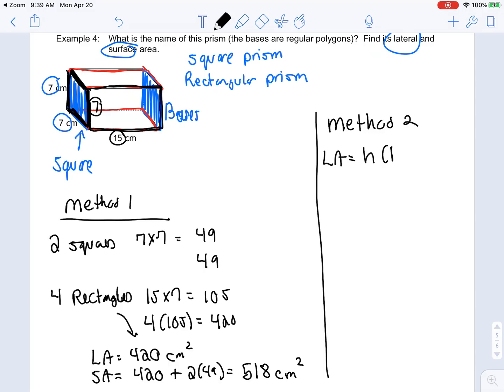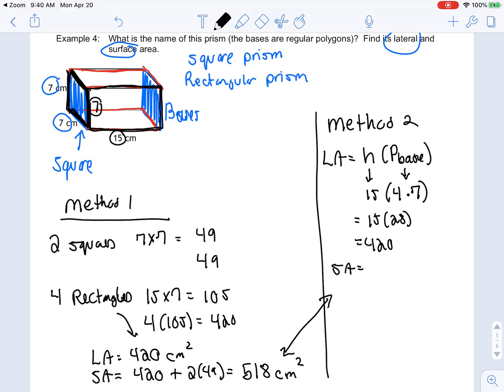And again, this could work just as well with our formulas. In method 2, the lateral area is the height of the prism times the perimeter of the base. The perimeter of the base is a square, so there are 4 sides, and each side is 7 units long. The height is the distance between the bases. In this case, that's 15. So 4 times 7 is 28, and 15 times 28 is that 420 again. And you'll notice that by the time we get to surface area, no matter which method we're using, we're essentially doing exactly the same thing. We take that lateral area plus the two bases, and we get that same 518 centimeters squared.